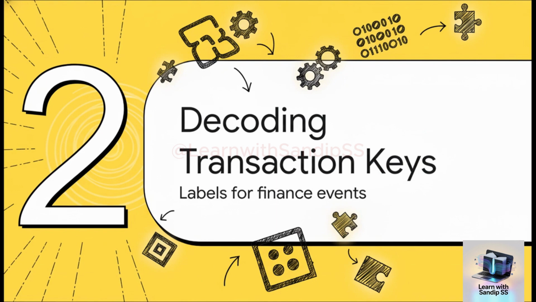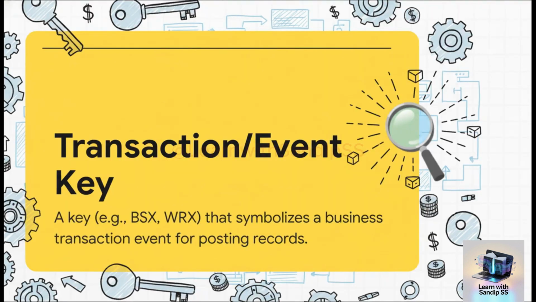So to get how this magic trick works, we first have to learn the language this system speaks. And the very first piece of that language, the first part of the puzzle, is something called a transaction key. So what are these things? Well, think of them like little labels or shorthand codes for any financial action that can happen. Instead of telling SAP, hey, post to account number 400100, you just tell it, hey, do a stock posting. The system knows that action has a label, and that label is BSX.